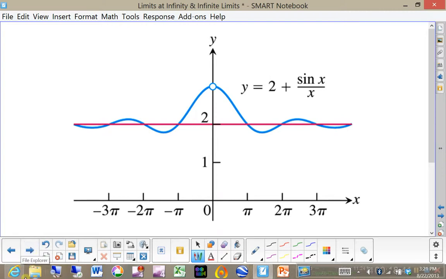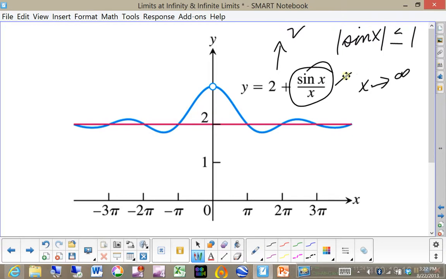Now the next example is a sum of two functions, the first being the constant 2 and the second one being sine x over x. Here x is going to infinity. The 2 obviously will go to 2, but notice that the absolute value of sine x is less than or equal to 1. And so as x goes to infinity in the denominator, sine x over x has to go to 0.